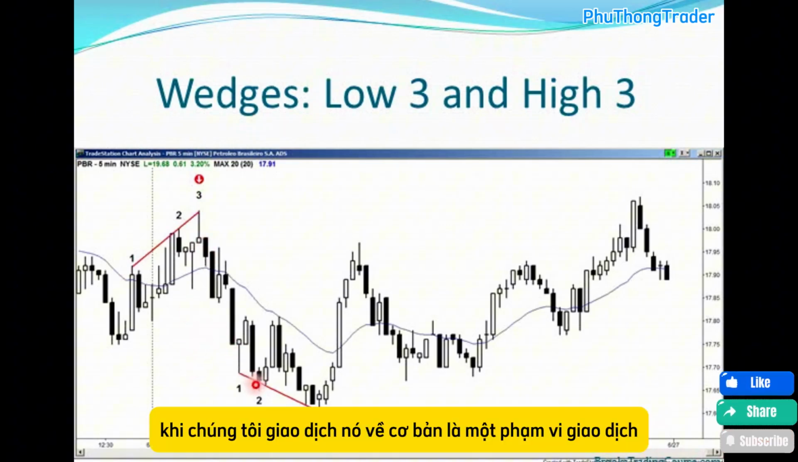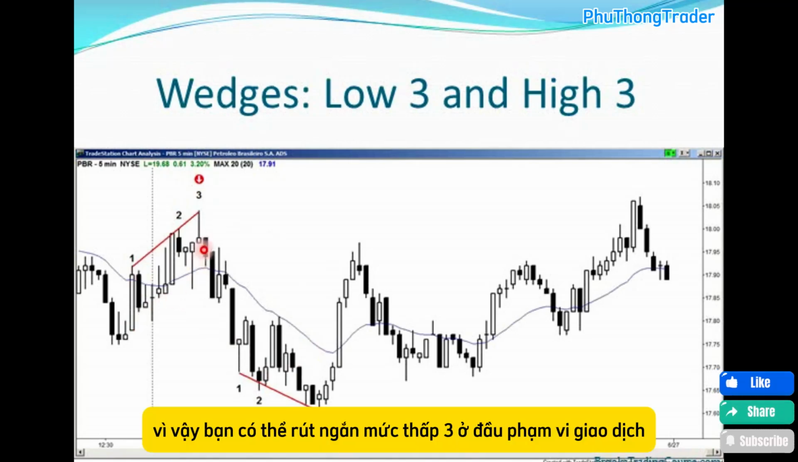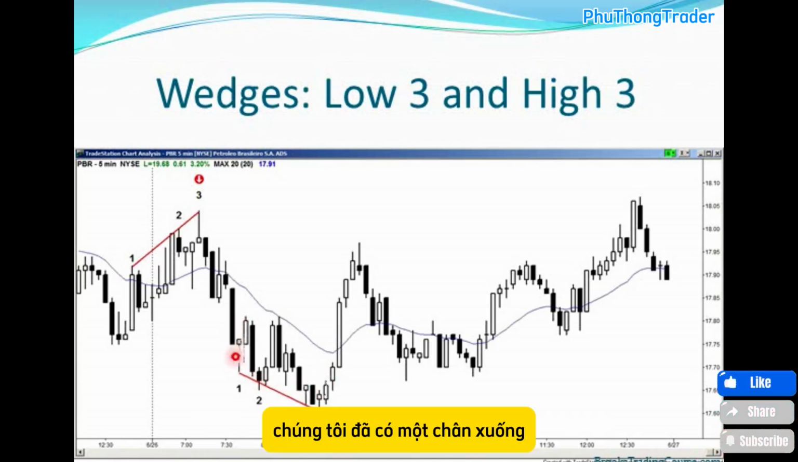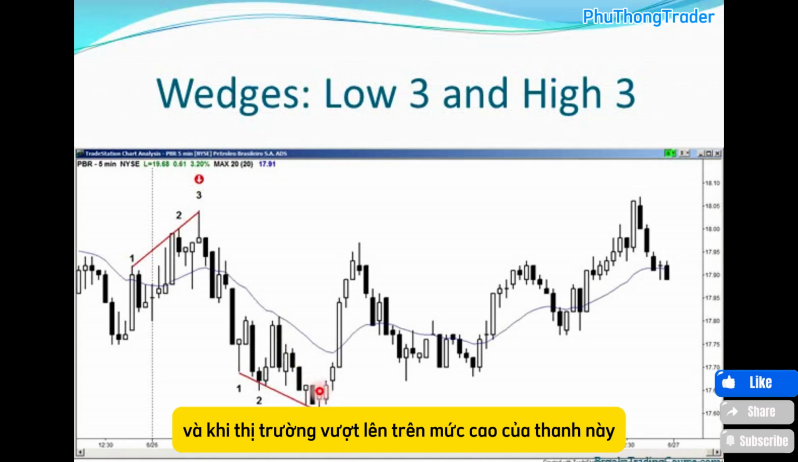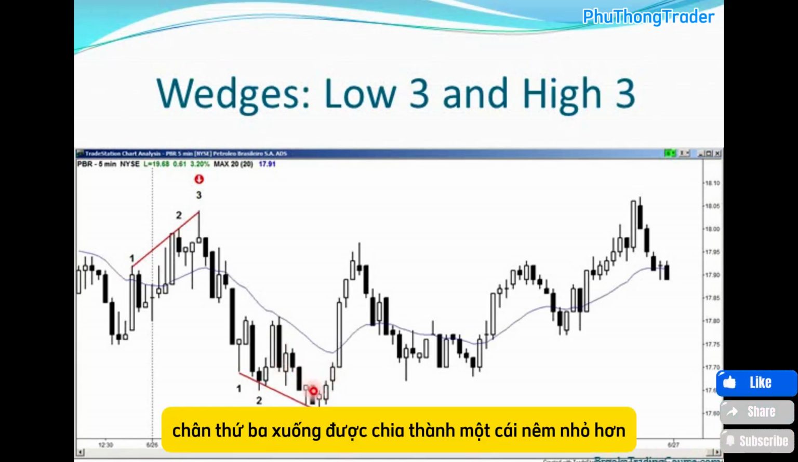When we traded down, basically a trading range, remember, you can short a low 3 at the top of a trading range. You can buy a high 3 at the bottom of a trading range. We had a leg down. The market went above the high of the bar, so that's the high 1. A second leg down. The market went above bar 2 over here, so that's a high 2. And then we had a third leg down, and when the market went above the high of this bar, it formed a high 3. The third leg down subdivided into even a smaller wedge.